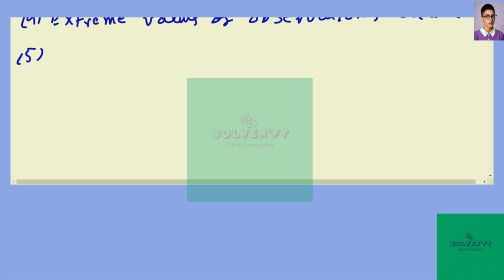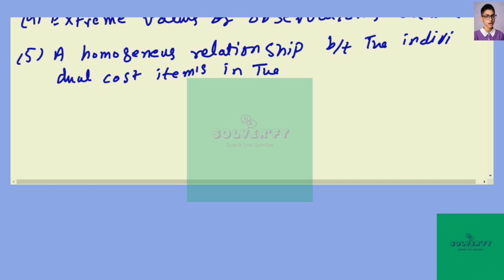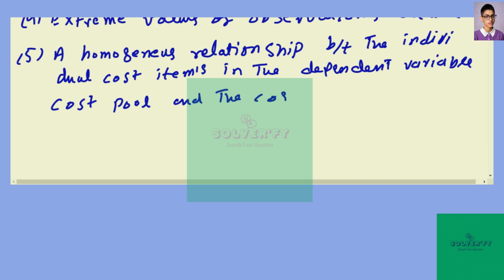And the fifth one is a homogeneous relationship between the individual cost items in the dependent variable cost pool, and the cost driver does not exist, right?